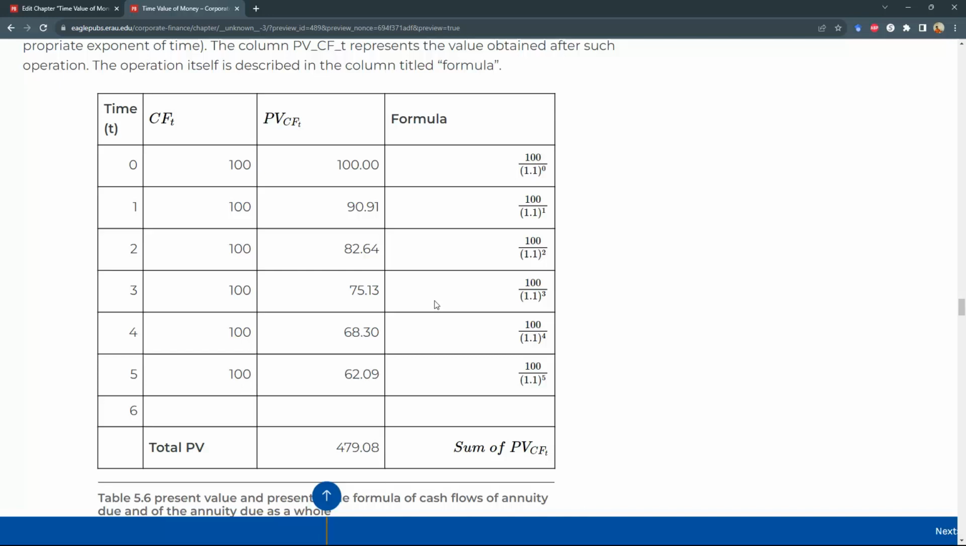Welcome. In this video, we will see how to calculate present value of annuity due, particularly using Excel, also using a formula. In this table, labeled as table 5.6, we have in the left column time 0, 1, 2, 3, 4, 5, 6, cash flows $100. This is a 6-period annuity due because there are 6 cash flows. However, the reason it's called annuity due is because the cash flows start right away.